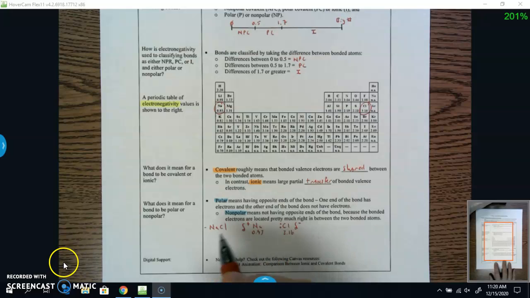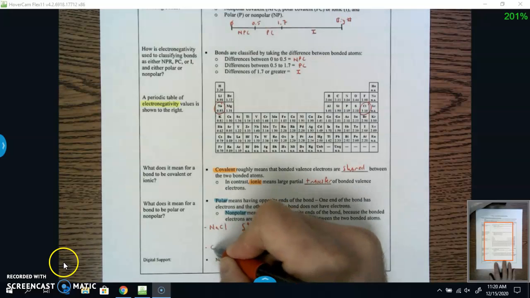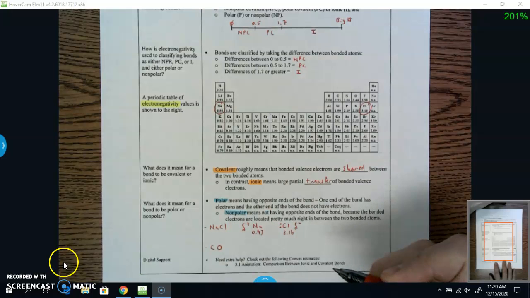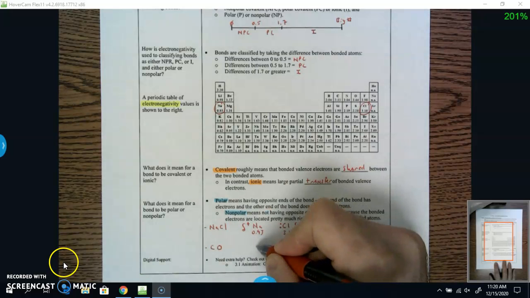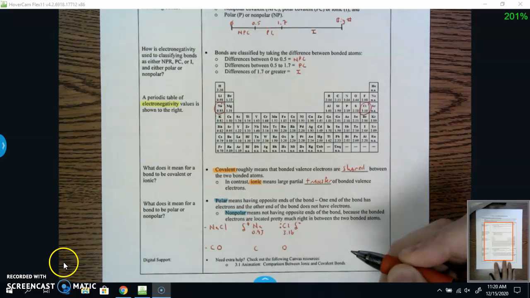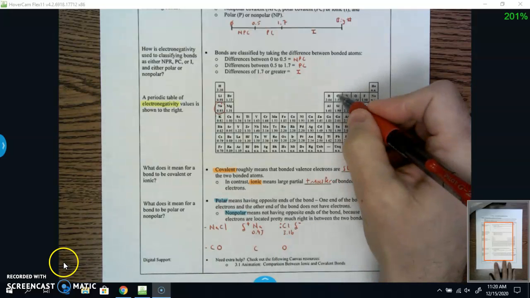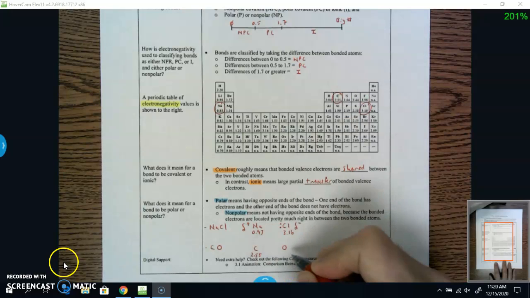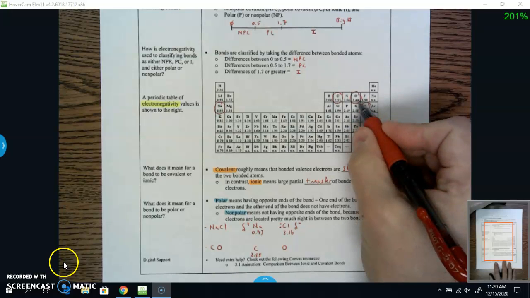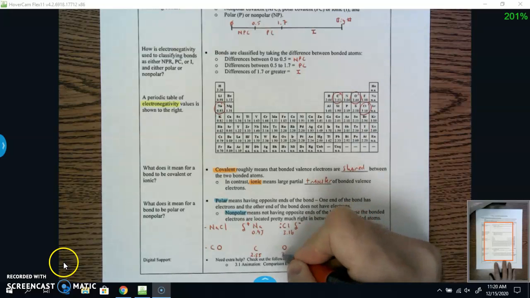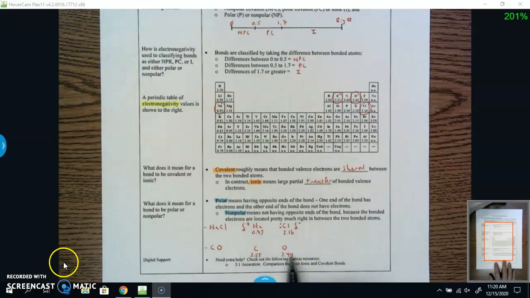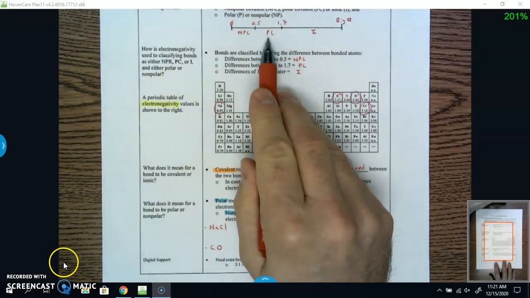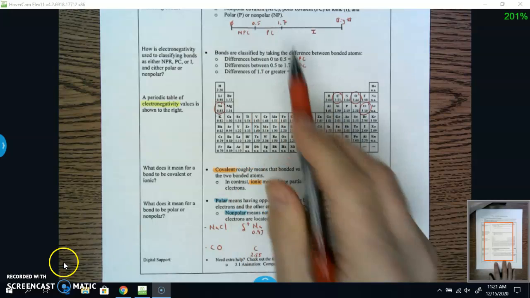Here's another example like that. Let's say we're dealing with a bond between carbon and oxygen. Again, we can space out the carbon and the oxygen. Carbon has an electronegativity of 2.55. Oxygen has an electronegativity of 3.44. Okay, we can see because of the difference in electronegativity values right here, it's about 0.9, telling us that we're dealing with a polar covalent bond.